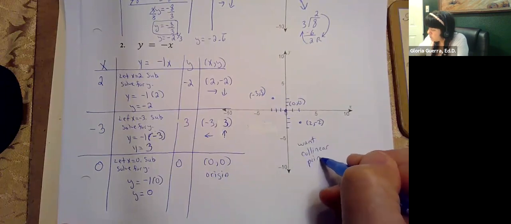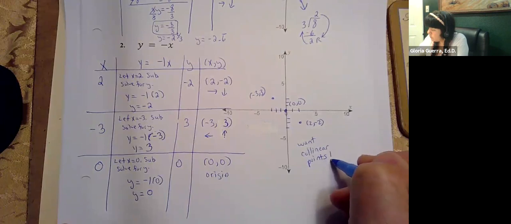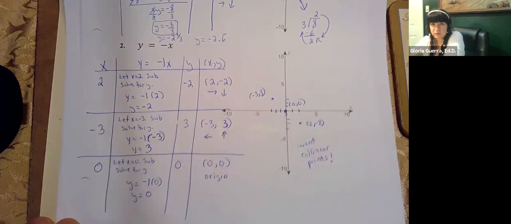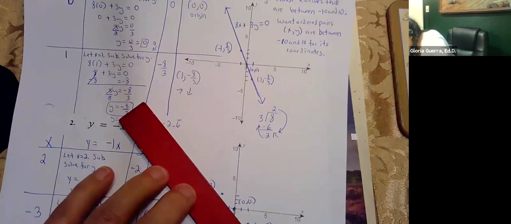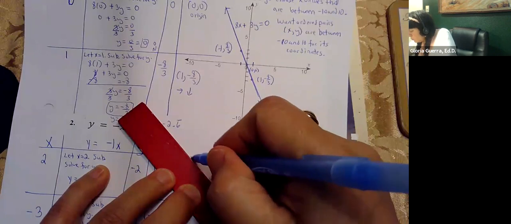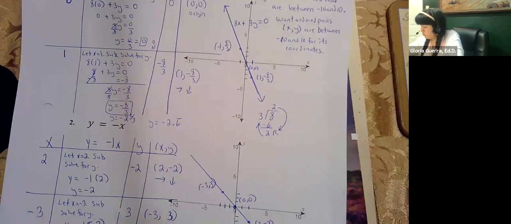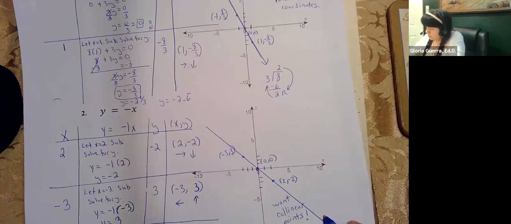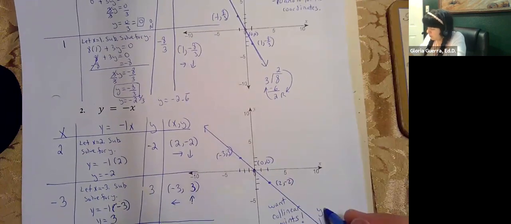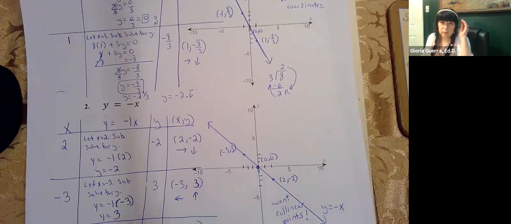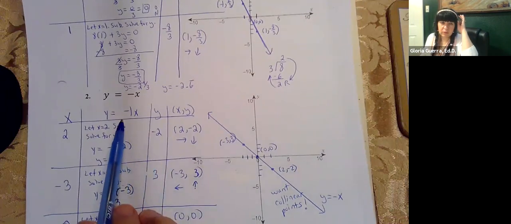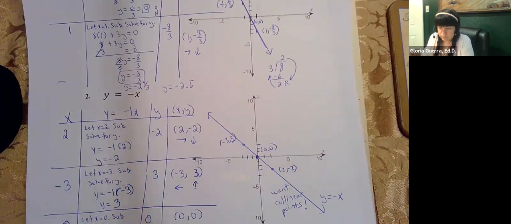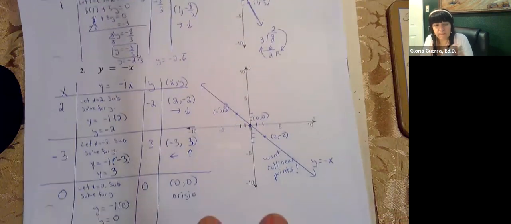So you want collinear points, points on the same line. You don't want to be forming some kind of triangle. And the name of that line is y equals -x, right? We just emphasize the -1x. So collinear points are points that lie on the same line.